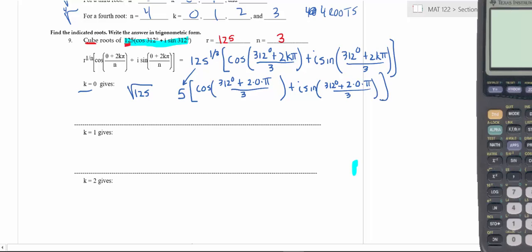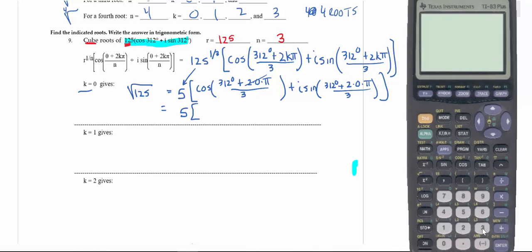And then we're just going to write this in trig form to get our first root. So all we do is clean it up and simplify it. So you'd have 5. Now that 2 times 0 is going to go to 0. So what you're going to have really here is 312 divided by 3, which gives 104. So this whole thing goes to cosine of 104 degrees plus I times the sine of 104 degrees, like that. Okay, so that's going to be the first cube root. Okay, who would have thought? Now what does this mean?